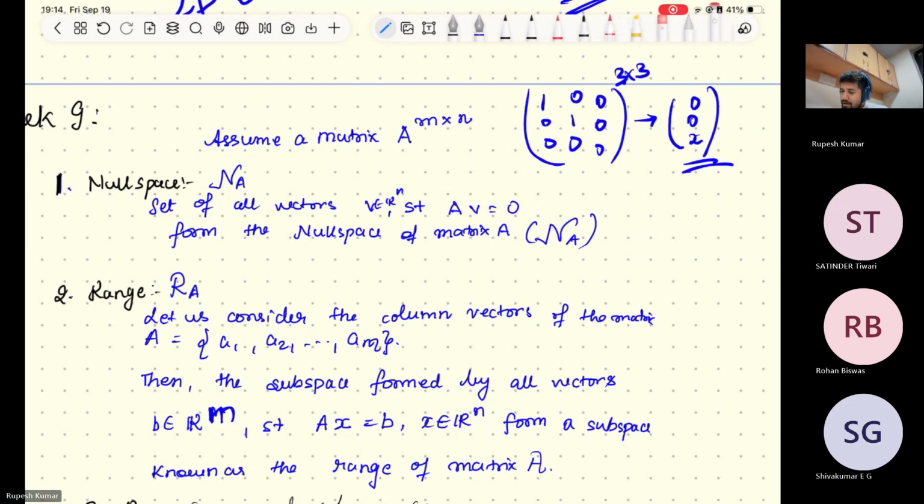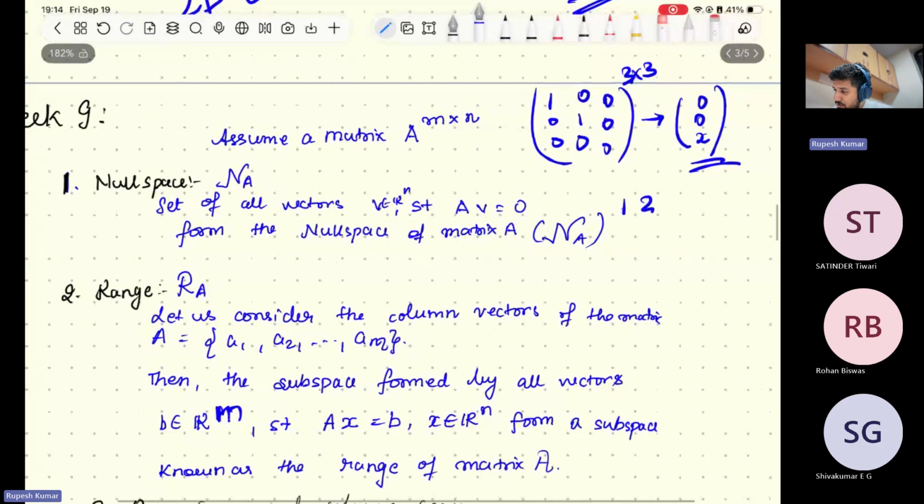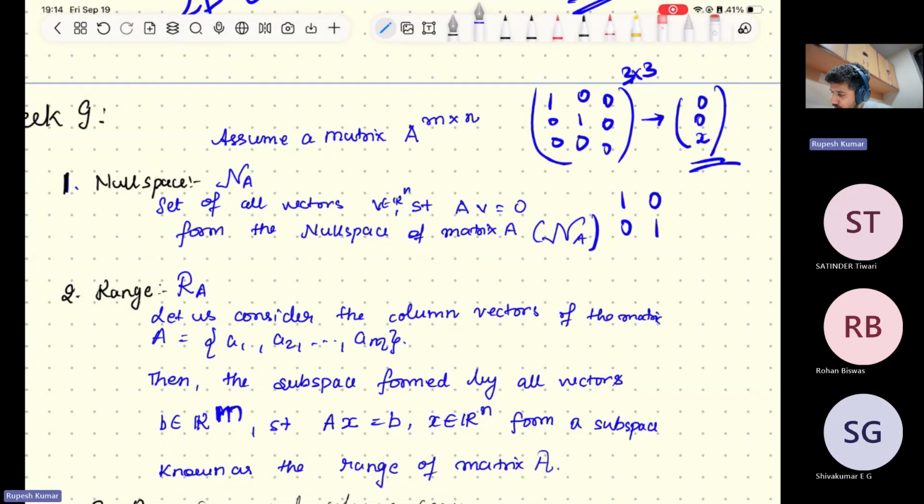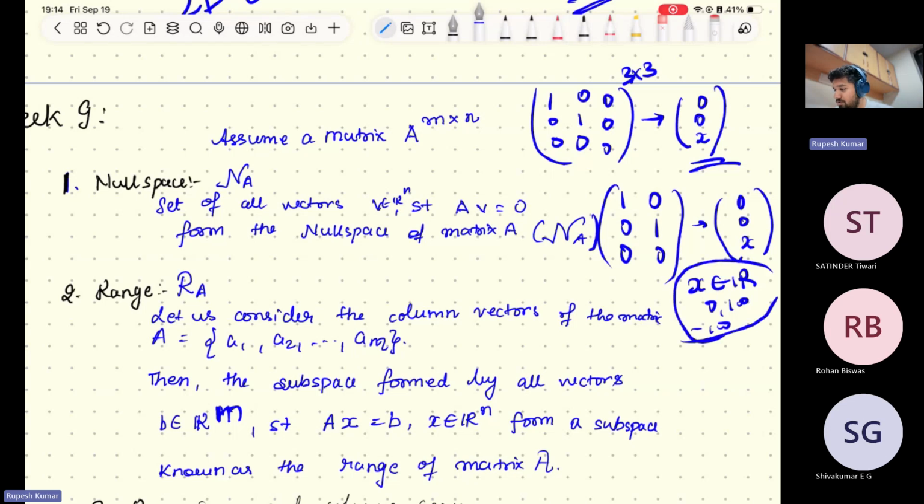Fine, everyone. So let's say you have a rectangular matrix like 1, 0, 1, 0, 0. Let's say you define this rectangular matrix, right? Then the null space is 0, 0, x, where x can be anything on the real number line. So it can be 0, it can be 100, it can be minus 100, whatever you choose. Is the definition of null space clear, everyone?